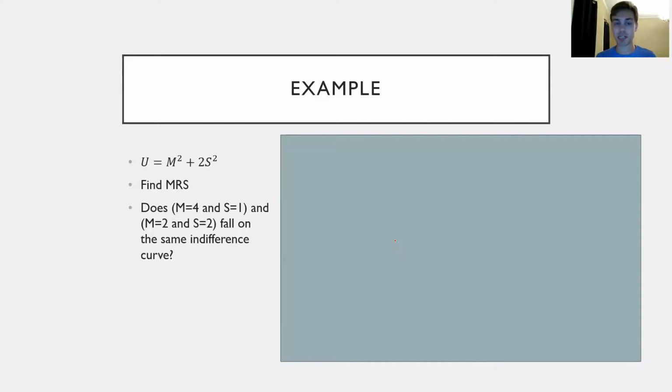Okay, so let's look at an example problem. We're given a utility function of m and s. We can think of these as M&Ms and Skittles again. And it's asking us to find the marginal rate of substitution between these goods. Right, so the first thing: the marginal rate of substitution MRS is equal to the ratio of the marginal utilities, so the marginal utility of s over the marginal utility of m.